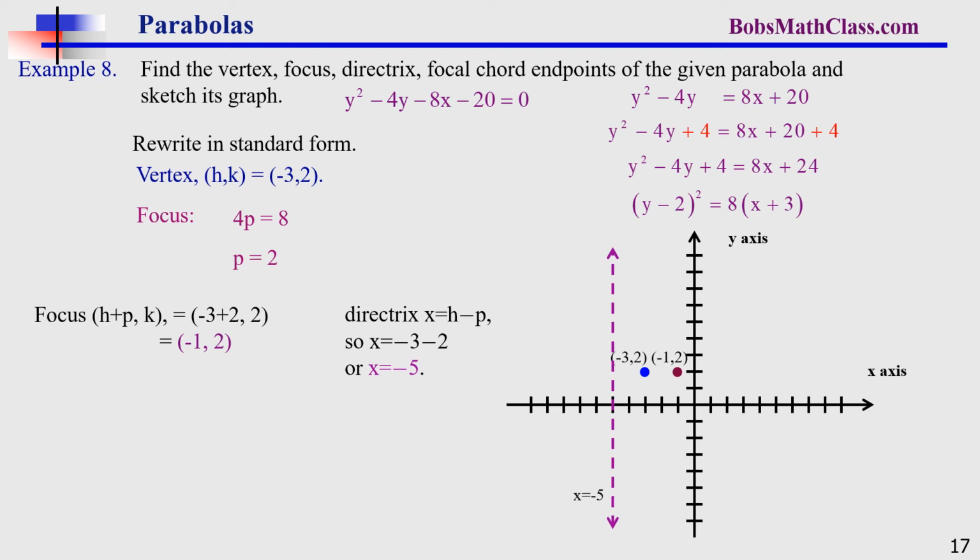Okay, so I've said it before, I'm not really a fan of all the formulas. I like to just count. So 2 to the right for the focus, 2 to the left for the directrix. Okay, what's next? Endpoints, right?